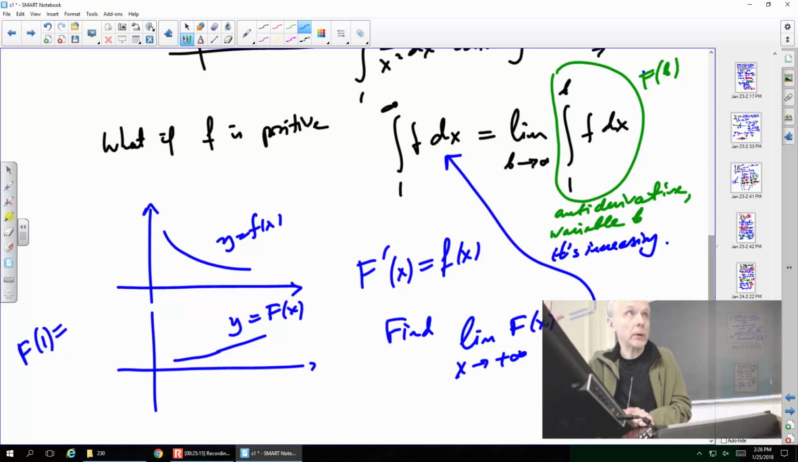If b is equal to 1, the integral is 0. So it starts here at 1, it starts at 0, and then it just grows. And then we're looking for its limit, and when that limit exists, we say that that's our integral, but another possibility is that the limit does not exist. However, what we know is that the function is increasing.